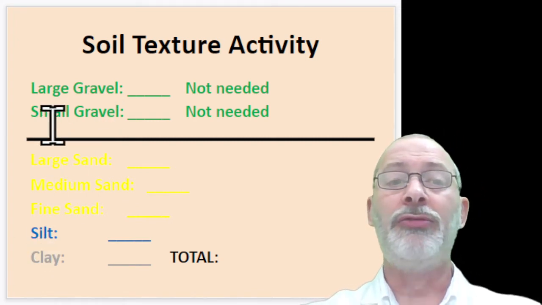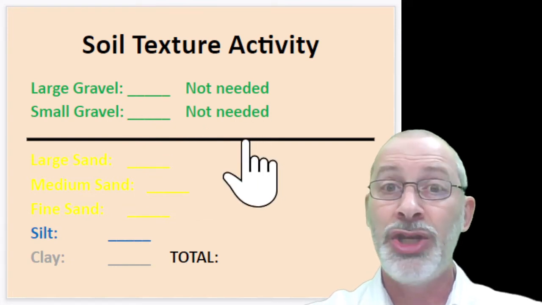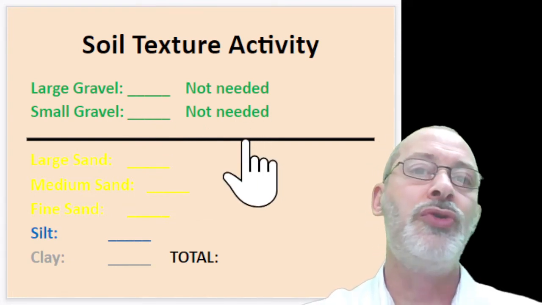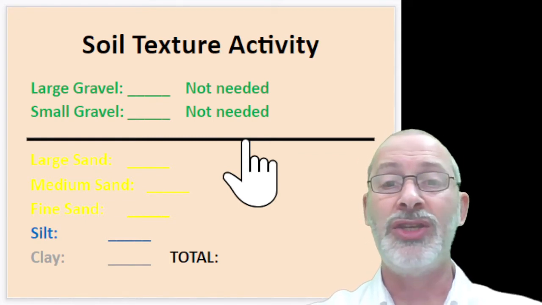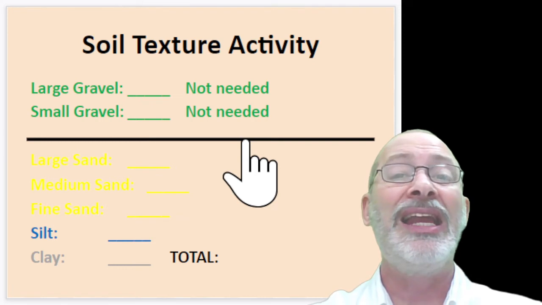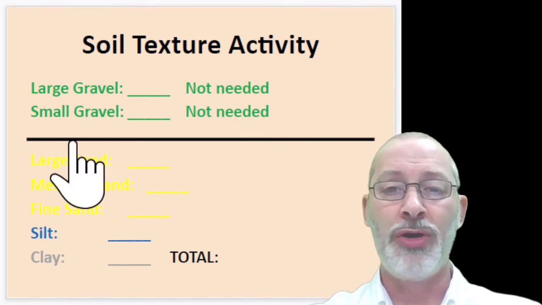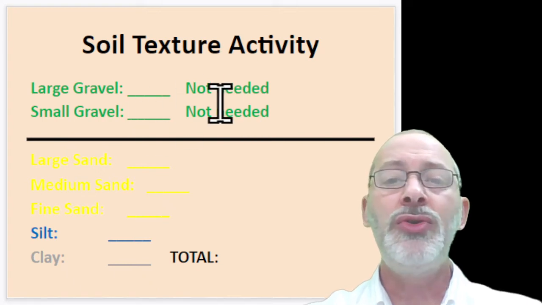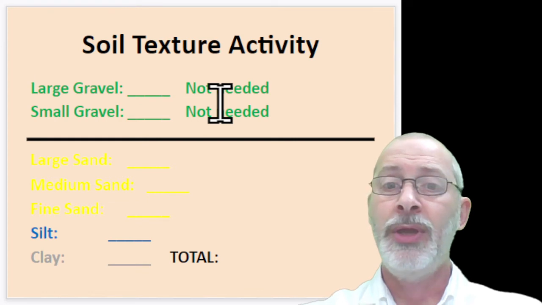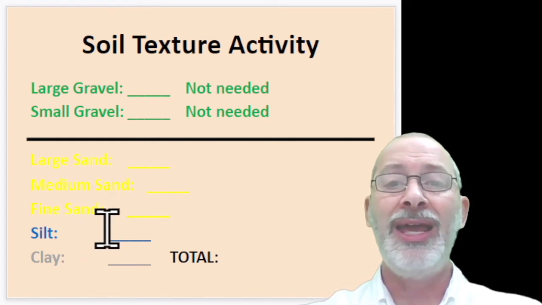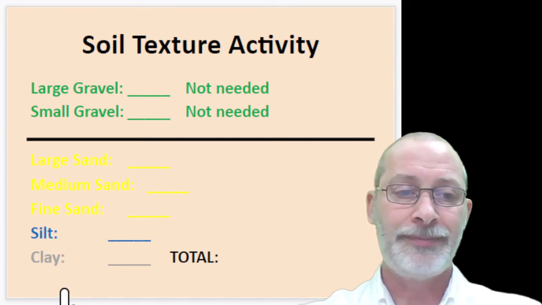So we're going to be removing the large gravel and the small gravel. And I'm not going to show it to you here because this is part of the cool thing with tomorrow's activity. You're going to be using this soil sieve to separate out the different components, including the large gravel and the small gravel. And we're not going to use those things to measure our soil texture, but rather we're going to be relying on the sand, the silt, and the clay.